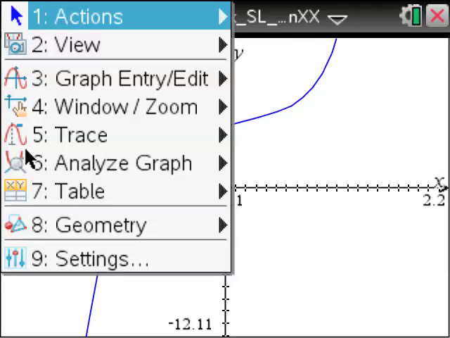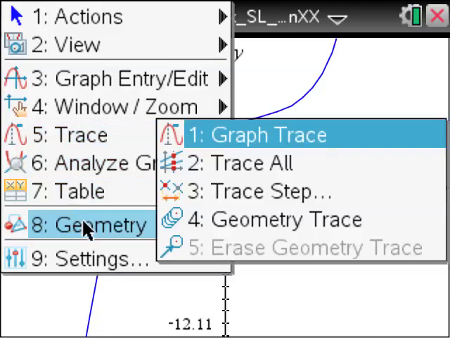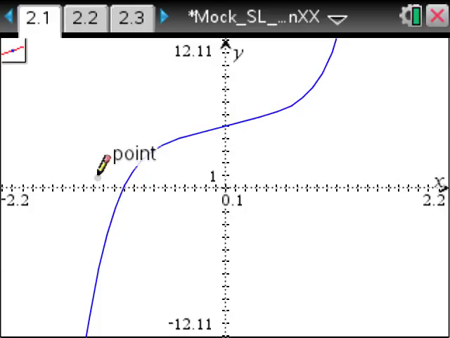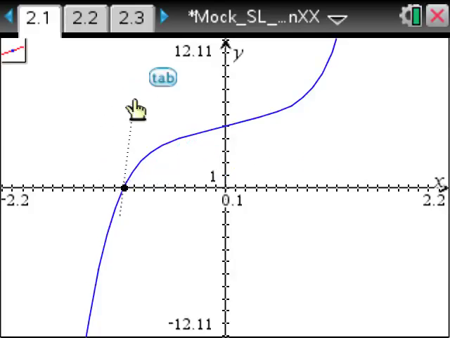We could check that if we wished. We can do menu. Let's go to geometry. We'll do points and lines and choose line. I'll go through that intersection point there.